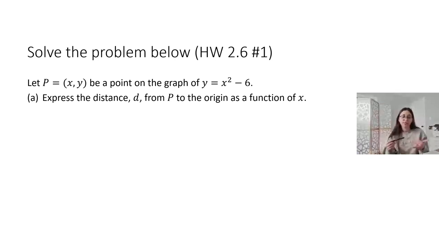So we want to use the distance formula, and we want to find the distance from any point on this function to the origin (0, 0). Just as a reminder, the distance formula is d equals the square root of (x2 minus x1) squared plus (y2 minus y1) squared. I said y, I wrote x. That's my bad. It should be y2 minus y1 squared.